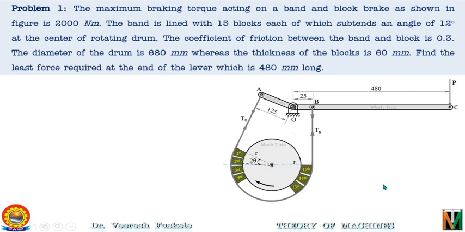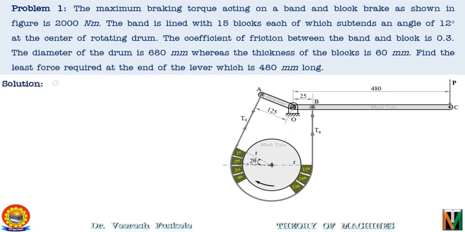So this is the configuration of the band and block brake given. It is having 15 blocks. The distance of the end A from the fulcrum is 125 mm and the distance of the end B from the fulcrum is 25 mm. The length of the lever is 480 mm. The distance at which the force P is applied from the fulcrum is 480 mm. Now let's proceed with the solution and see what is given.